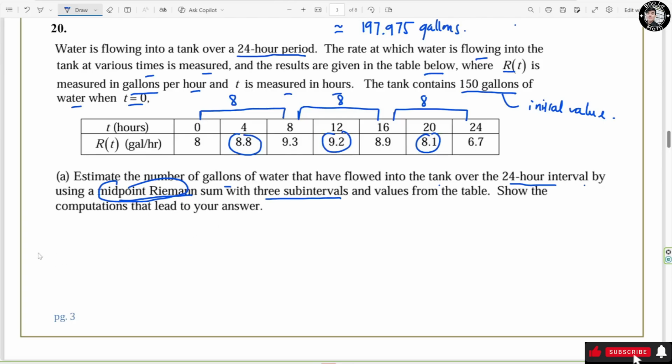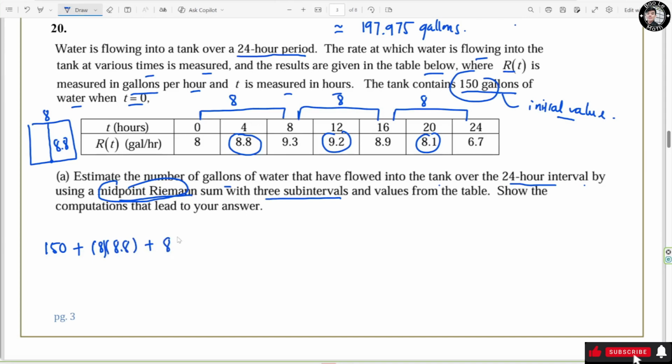So the value is 150 plus, right? Because this is the initial value, you need to add this guy. Now you need to calculate the area of the rectangle using the midpoint, right? So rectangle right here, the midpoint right here. The height at the midpoint is 8.8 right here, and the width right here is actually 8, right? So you have 8 times 8.8 plus the second one 8 times 9.2, and the first one 8 times 8.1, right?